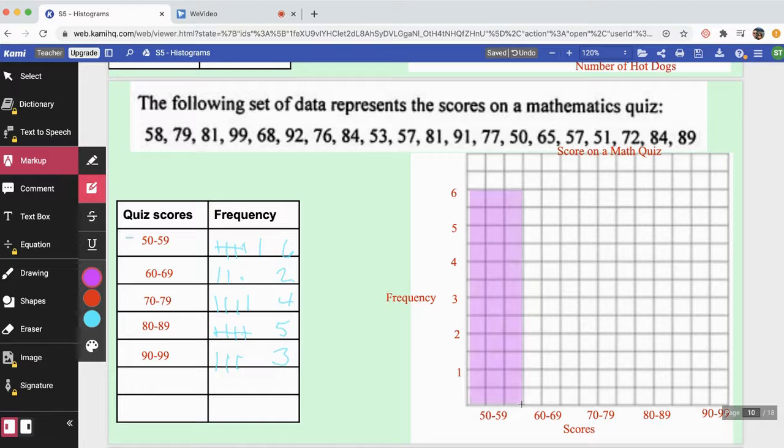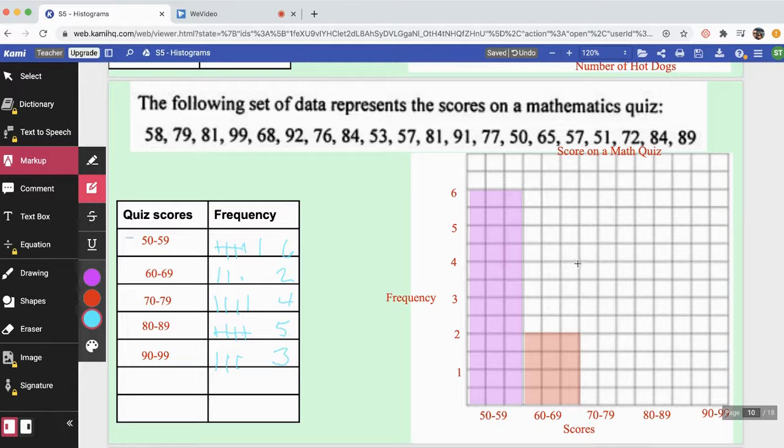One thing that you can't tell just by looking at a histogram is exactly what those scores were. We know because we have the data up here, but if you were just looking at an already made histogram, you wouldn't be able to tell. You would just know there were 6 people that scored in between there. Maybe they all got 59, maybe they all got 50. You wouldn't actually know.